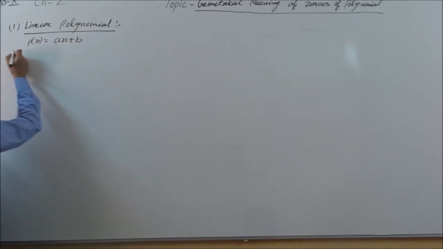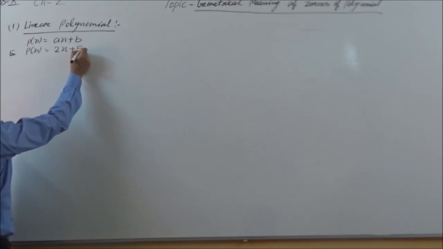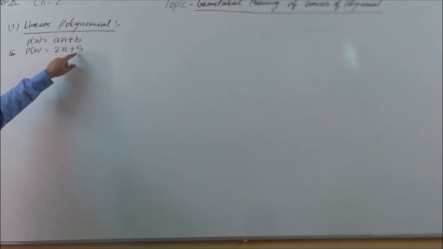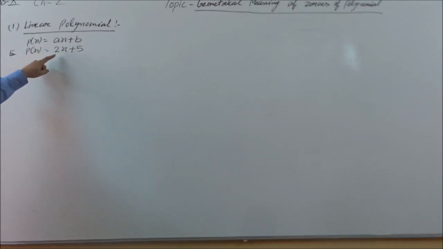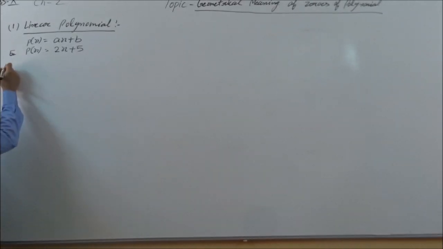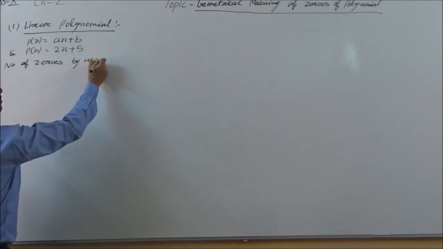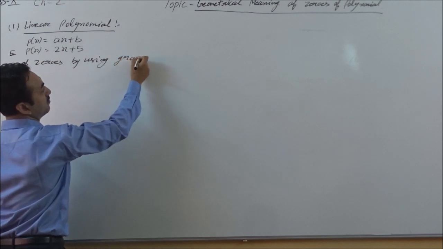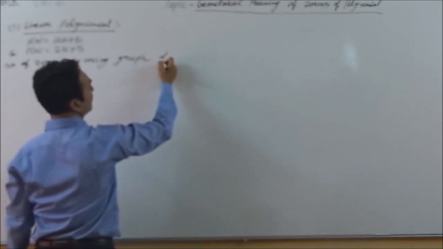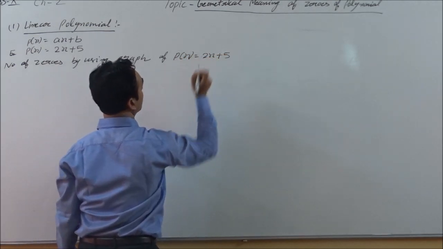A linear polynomial means the basic form is p(x) equals ax plus b. Example, p(x) equals 2x plus 5. So in 2x plus 5, you can see the power of x is 1, so the degree is 1, so it is a linear polynomial. Now we understand the meaning of zero. How many zeros? The number of zeros by using the graph of the polynomial p(x) equals 2x plus 5.